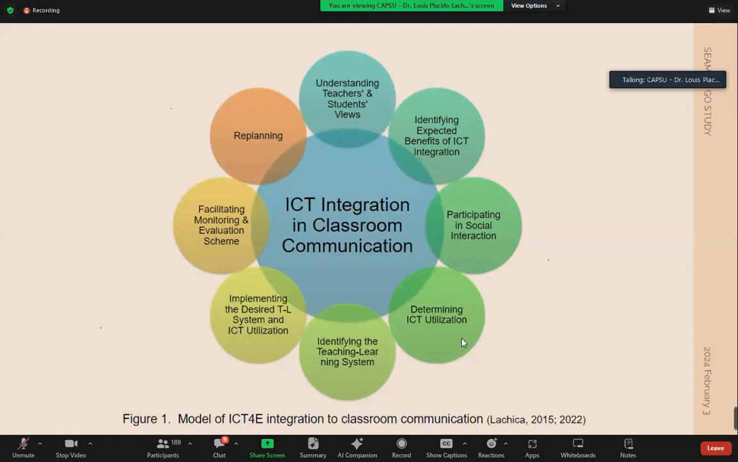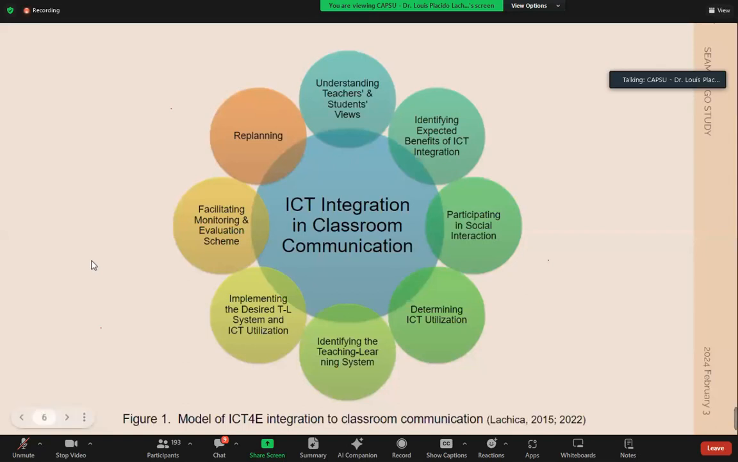Next is determining ICT utilization. What are those ICT tools that we need? What are those ICT tools that we don't have? And what are those ICT tools that we need to provide? Next is identifying the teaching and learning system. Which areas do we need to work on in terms of integrating classroom communication within the teaching and learning process? And after that, you look into implementing the desired teaching and learning system and ICT utilization.